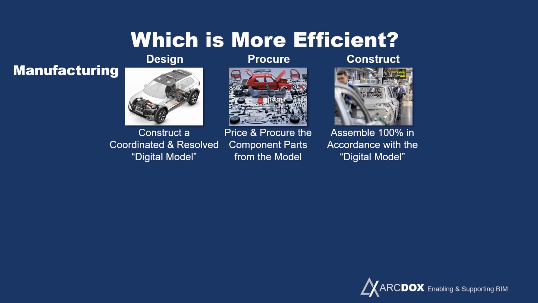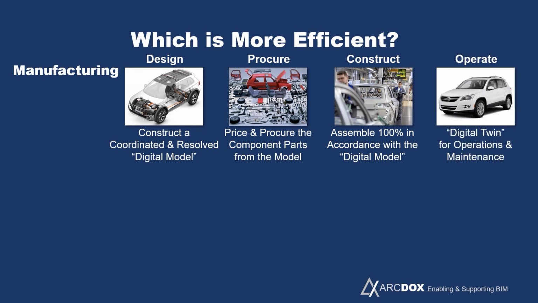And I think that's probably the biggest thing we can learn from manufacturing: they don't make changes on the assembly line. They don't start moving stuff around because they don't know how that change is going to affect other people down the line. And because they construct physically exactly what they've designed in the digital model, it means that they have a digital twin of that thing.